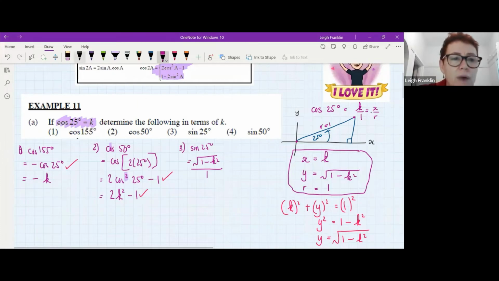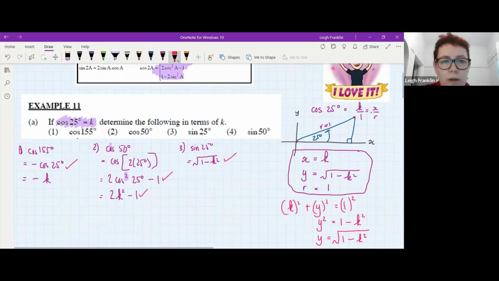You don't have to write the over 1 part, because anything over 1 doesn't change the value of it. You can write it if you want to, but you don't have to. And then there we would get a mark for that.